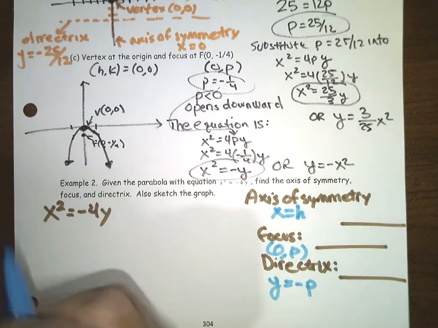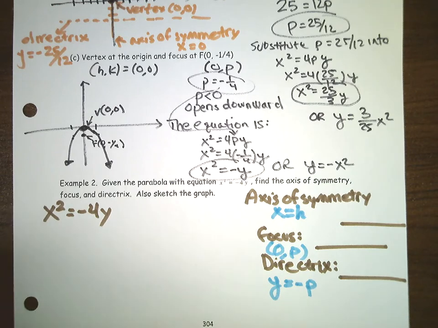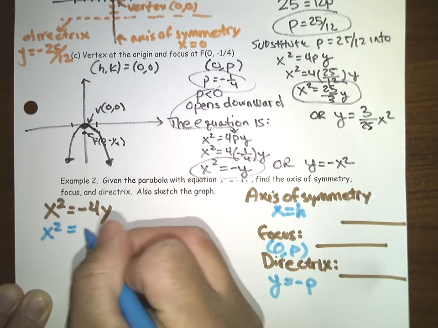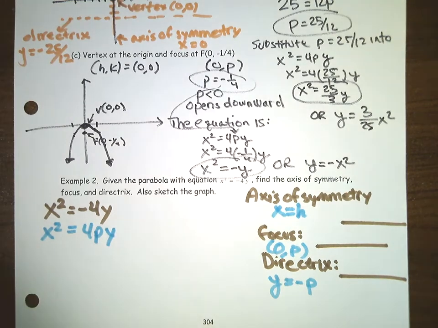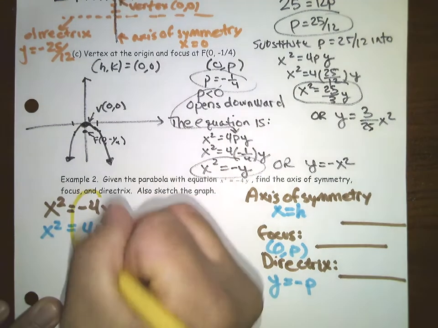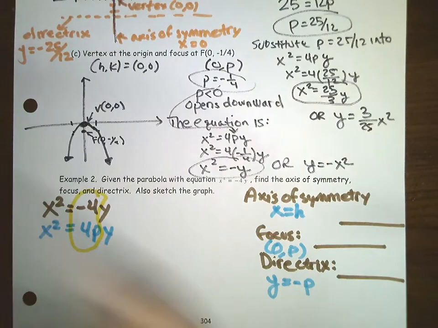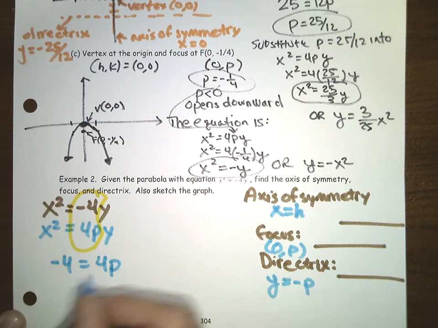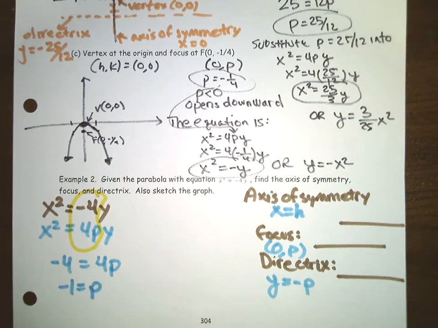And so remember that I said originally that 4p was equal to 1 over a, right? So in other words, since this is x squared is 4py, that means that the negative 4 has to be equal to 4p in this case. And then if you divide by 4, negative 1 is p. So then, here we go.